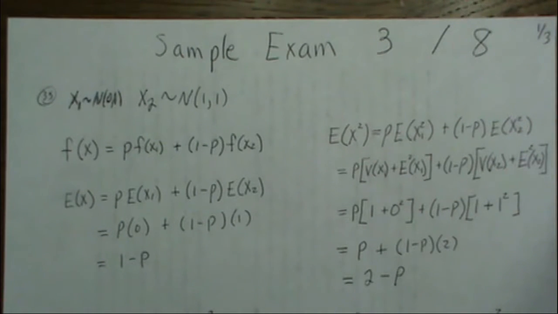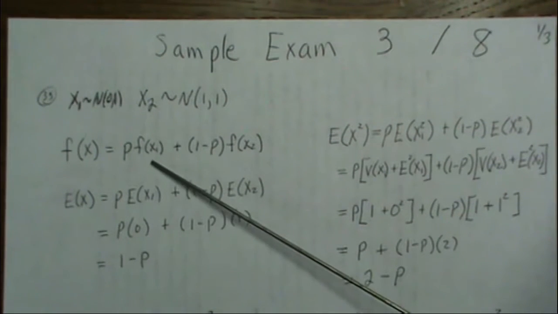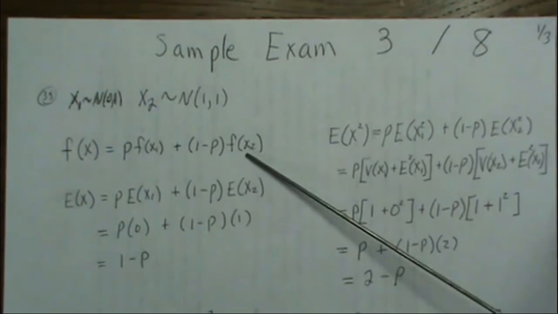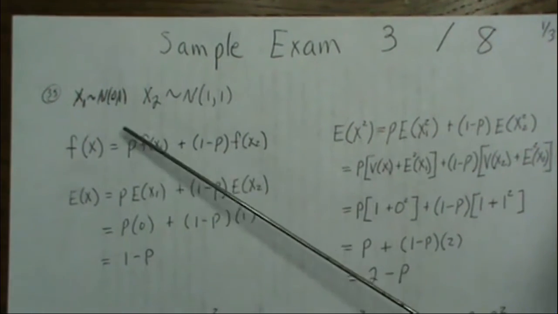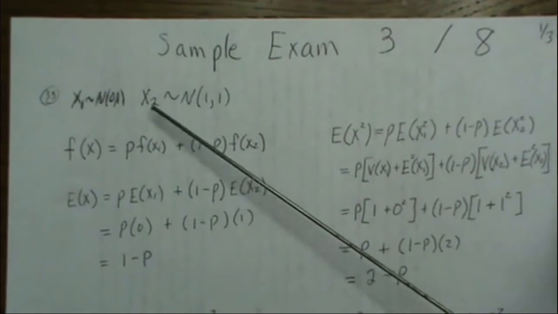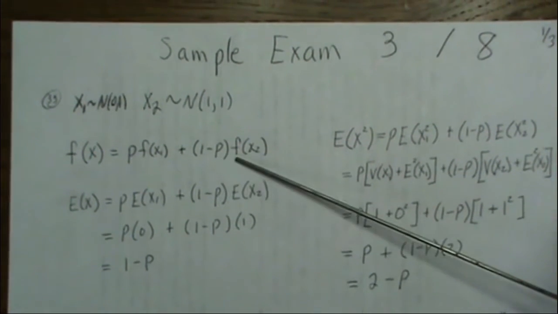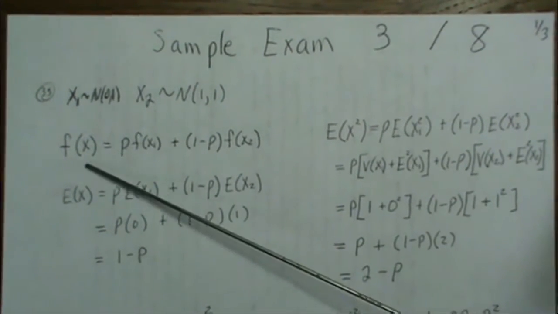Problem number 35. We're given that x is x1 with probability p and x2 with probability 1 minus p, where x1 is normal 0, 1 and x2 is normal 1, 1. And we're asked to find the variance of x.